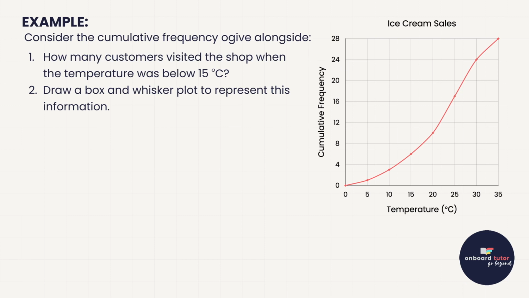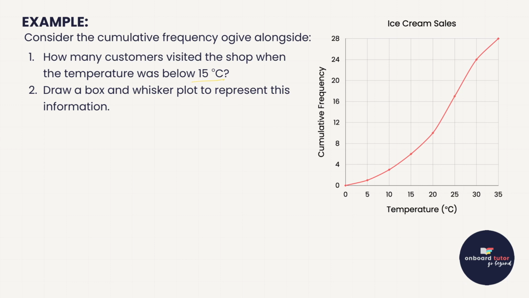Okay, but now we can actually put our statistics to the test to see if what I think is actually true. Okay, so question 1 says, how many customers visited the shop when the temperature was below 15 degrees Celsius? So they want to know, just like I do, do people actually eat ice cream when it is very cold? Okay, so we're going to pick up our ruler, and it's just important to know which axis to start on. Okay, so 15 degrees Celsius, that's the x-axis.